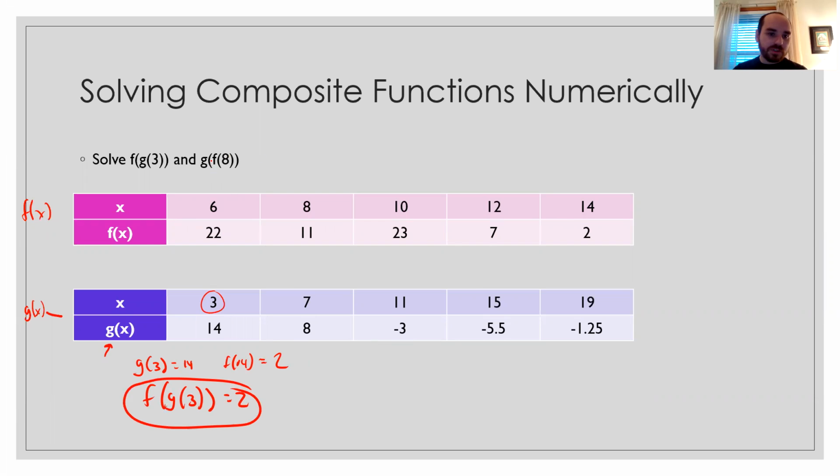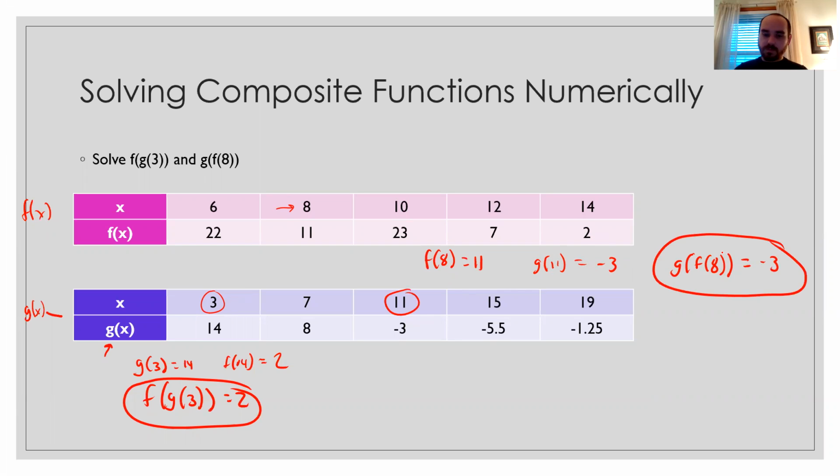And then since we want to do g of f of 8, we're going to start with f of 8. So f of 8, we look for 8 on our x value for f of x. That gives us 11. So then we want to find g of 11. So we come down here, we look for 11 for our x, that's here, which gives us -3, which means that g of f of 8 equals -3. And we're done. That's all we have to do on those ones.